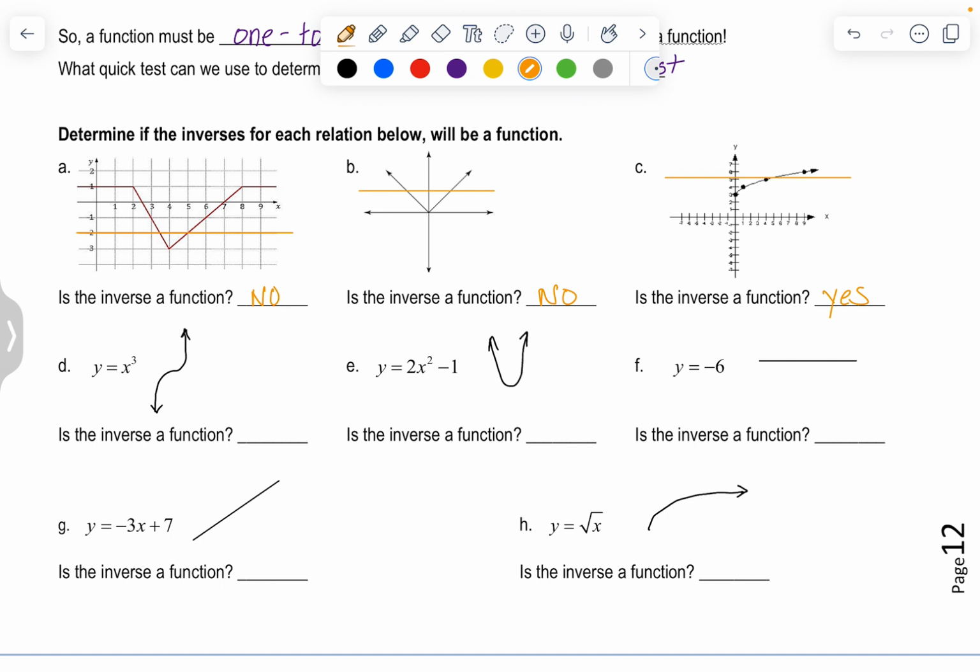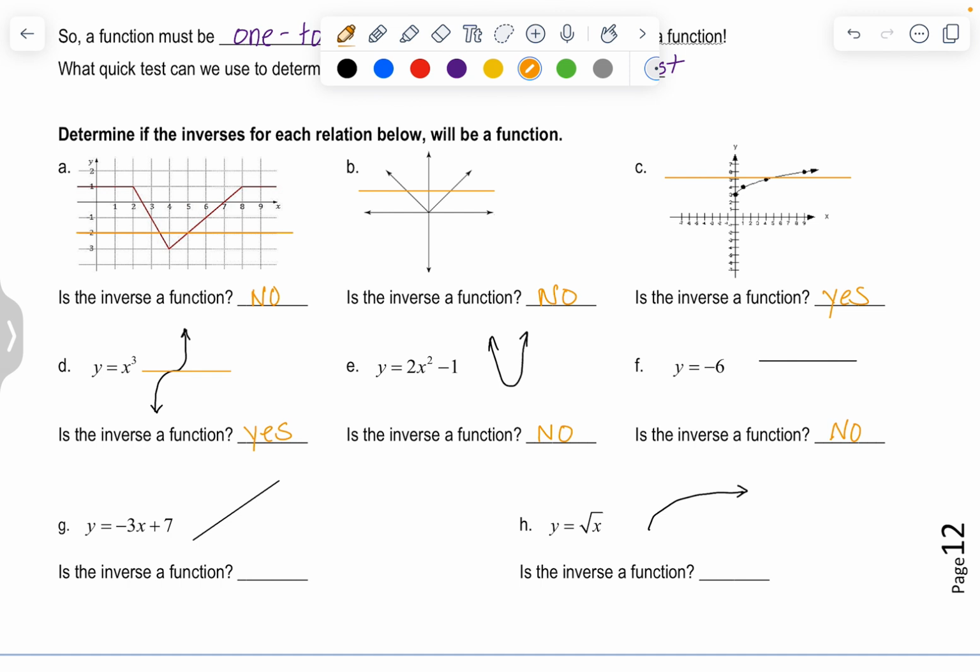Y equals x squared passes the horizontal line test, even right there in the middle. It does pass, so yes. Y equals 2x squared minus 1: if it is an x squared, it's going to look like a parabola. Parabolas do not pass the horizontal line test, so it's going to be a no. Y equals negative 6 is a horizontal line, so it fails the horizontal line test. The answer is going to be no.